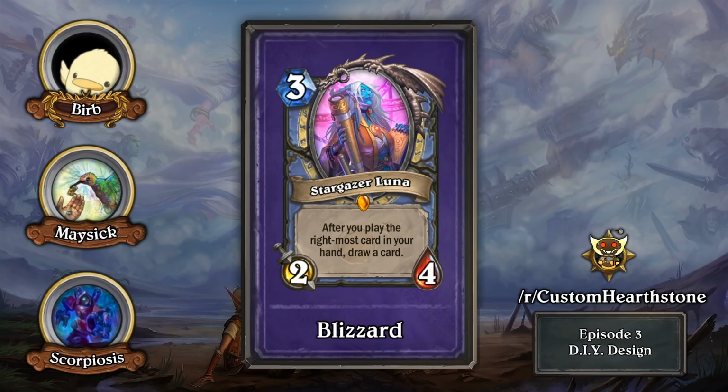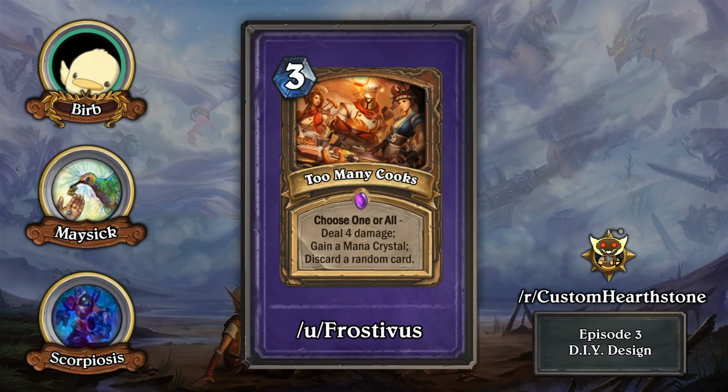Anyways, the next card we'll be doing is another one by Frostivus, as he is kind of the master of DIY design, and it is called Too Many Cooks. It is a 3-mana epic druid spell with the text, choose one or all: deal 4 damage, gain a mana crystal, or discard a random card. And I'm going to give a pause to allow you to think about this.